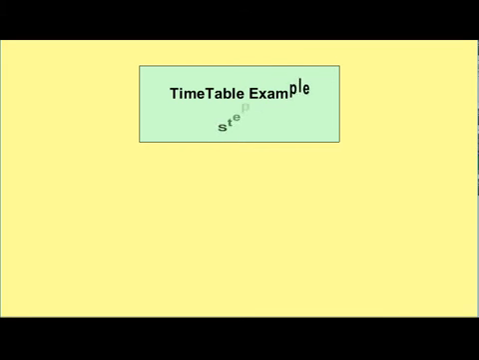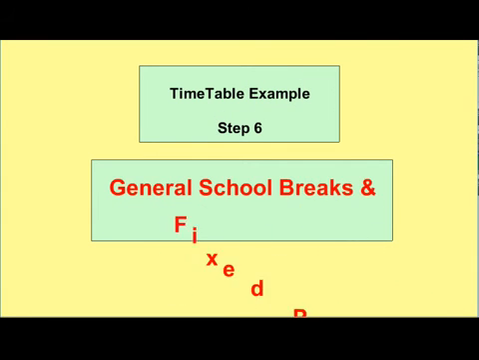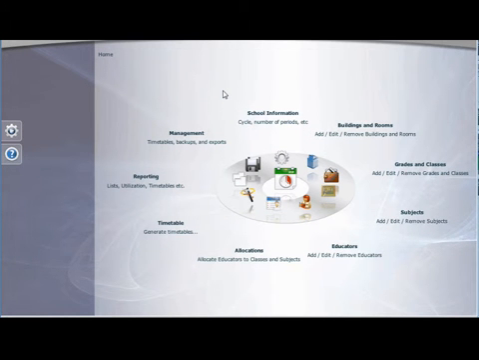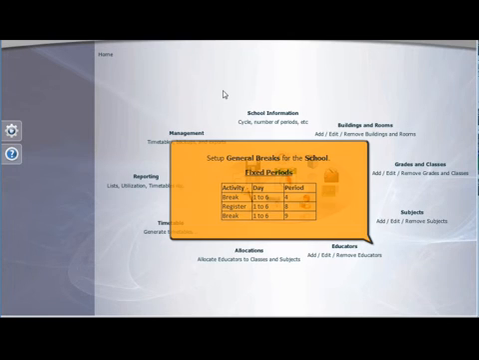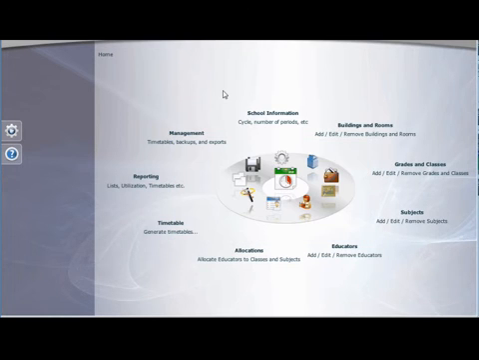Step 6. The 6th step that needs to be completed is general school breaks and fixed periods. Setting up the general breaks and register periods for the school. The first break is period 4 for all 6 days for the school. The second break is period 9 for all 6 days for the school. There is a general register period set for period 8 for all 6 days for the school.